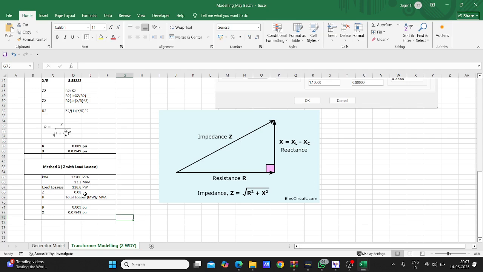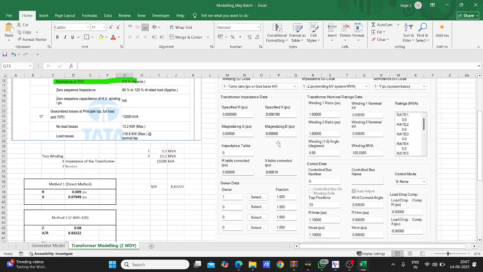That's not possible. So if you want to model a two-winding transformer, you must ask the particular OEM of the particular transformer. Without this data, you can't calculate R and X values. Why? Because I need R and X values, because without R and X values, your transformer modeling is not completed in any kind of software.